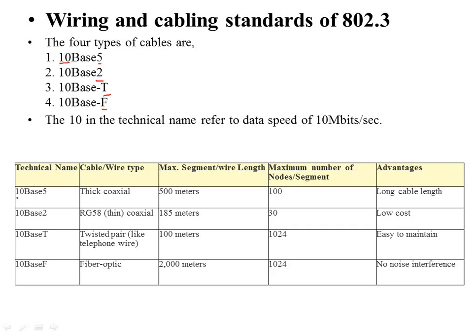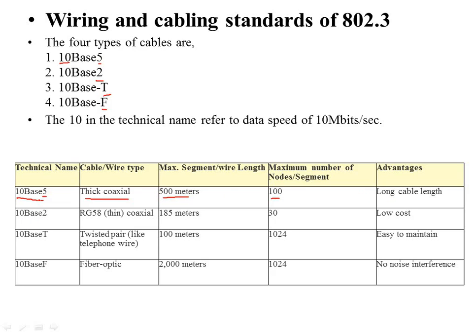Now here we will see 10Base5. 10 we have already seen, it is related to the data rate. Base 5 means it is a thick coaxial. The maximum length you can have is 500 meters. The maximum number of nodes you can connect to such a network is 100. The advantage is long cable length.